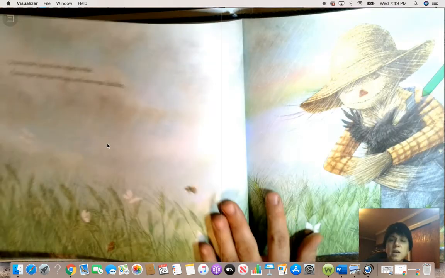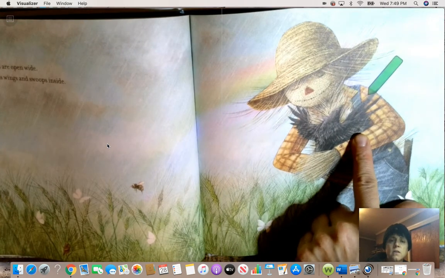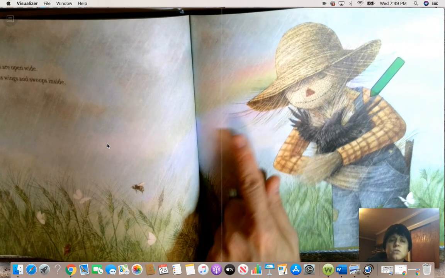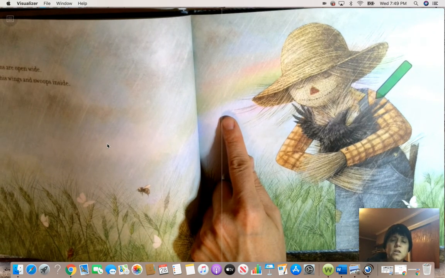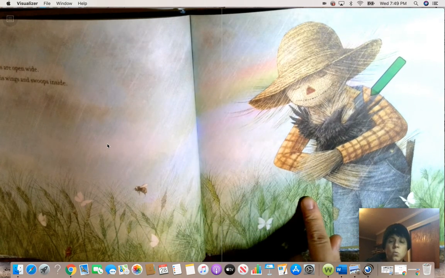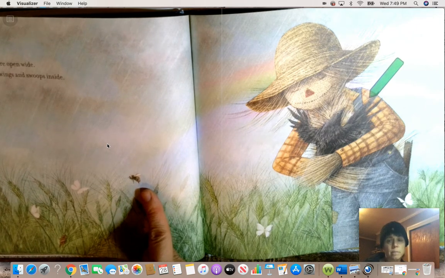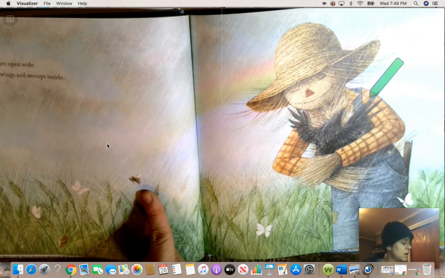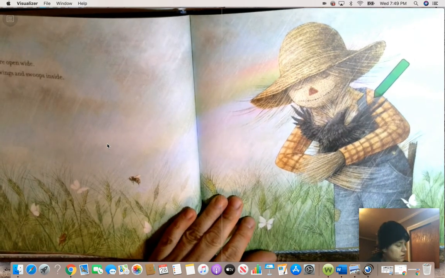And they're reunited. And right behind them, did you notice the rainbow? That's another great clue. Look at that beautiful green grass or weeds. And then we have a bee that was not flying around in the winter, right? And so now it also makes sense that crow and scarecrow are reunited.